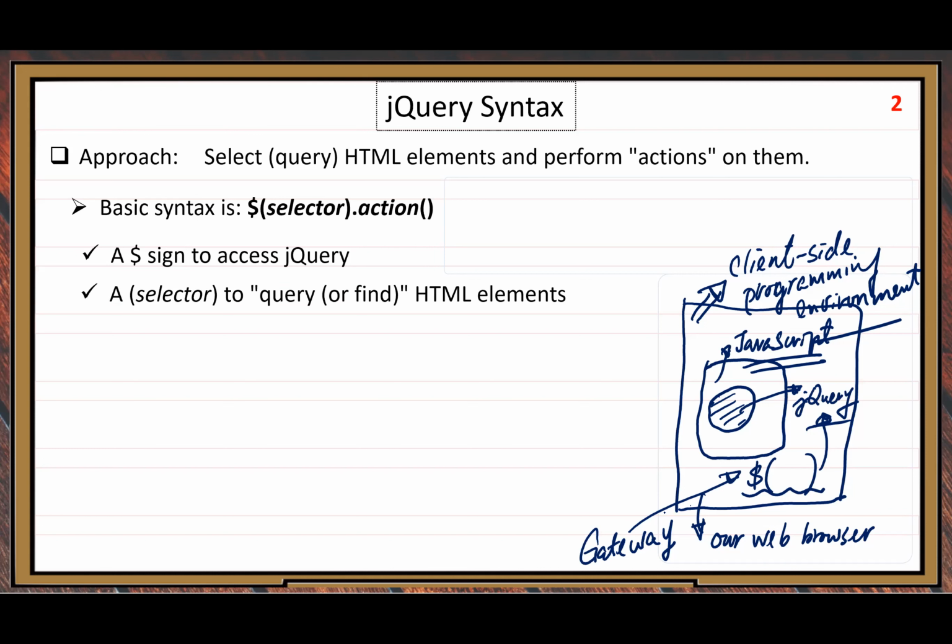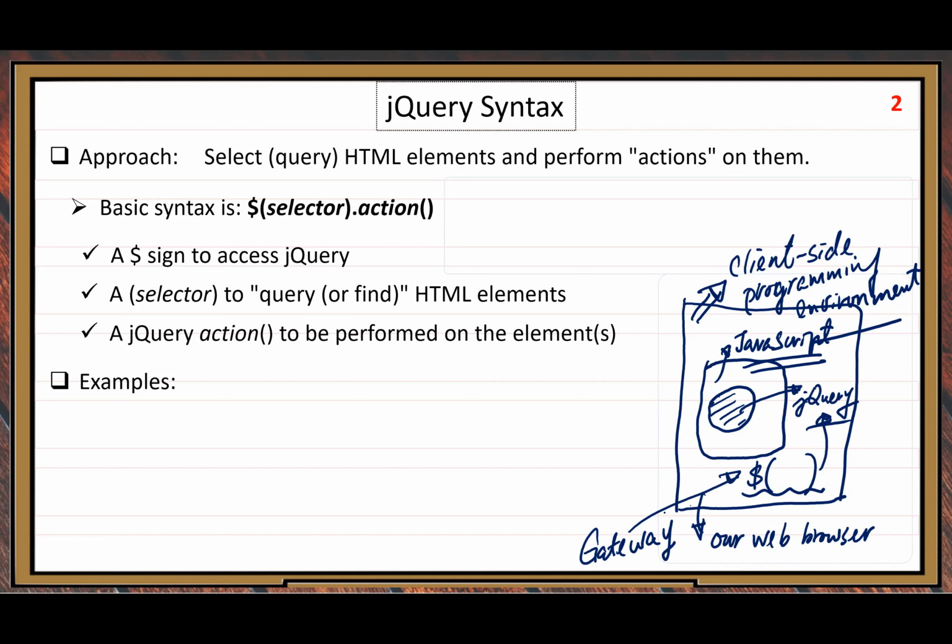Next, we need to look at each part. First, the selector part, to find HTML elements. You do the search, or the query, in the whole HTML document. Then after you select certain elements, you apply the action part, the jQuery function part. Let's look at some simple examples.